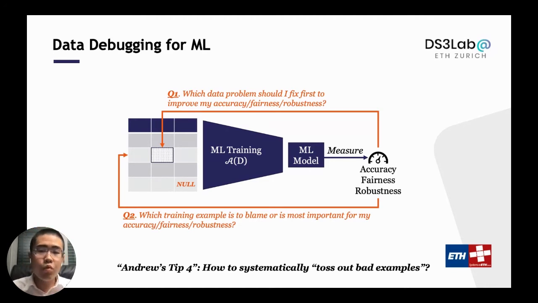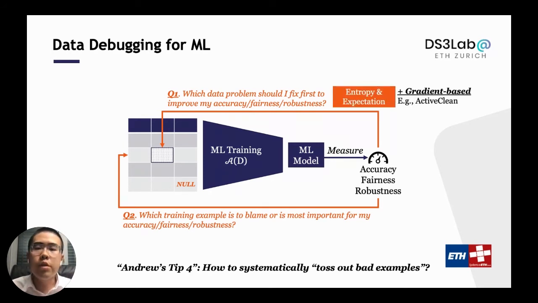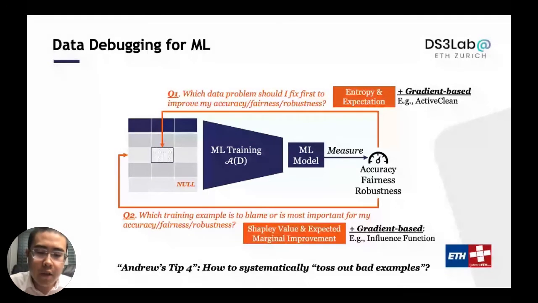So these are really two fundamental questions, and people have been looking at them for a long, long time, right? For question number 1, there is a lot of research about how to measure the entropy or expectation, right? And also there are some gradient-based methods. For example, there's a very cute paper called ActiveClean, which tries to figure out which example to clean. And then for the second question about data importance or data influence, there's a whole bunch of work about how to do Shapley value, how to estimate the marginal improvement, right? And also you can take a gradient-based view, how to do influence functions.